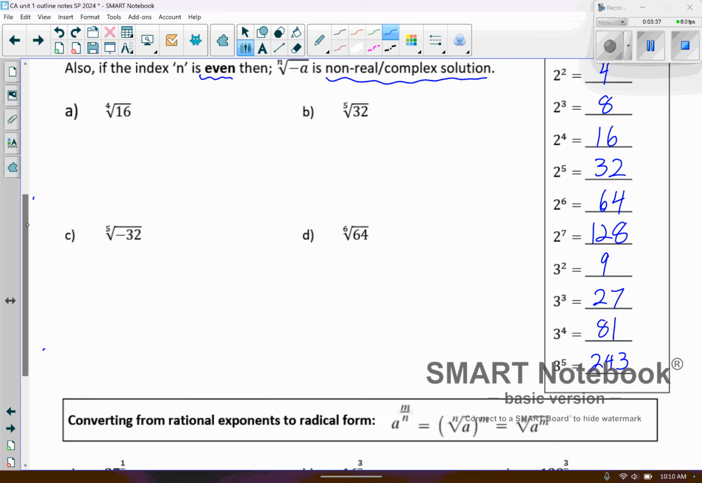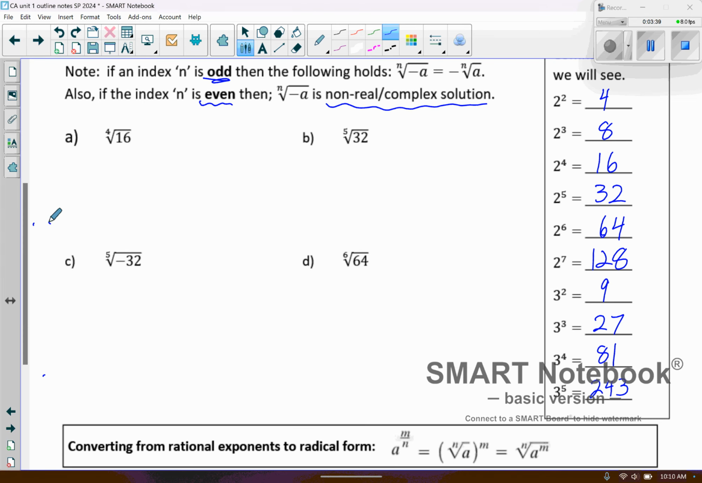So let's go ahead and look at this. We're asked to take the fourth root of 16. We've already discussed some of this in previous lessons. Basically, what you're trying to figure out is what, when raised to the power of 4, equals 16? That would be 2. You can see 2 to the power of 4 equals 16, so the answer to this is 2.